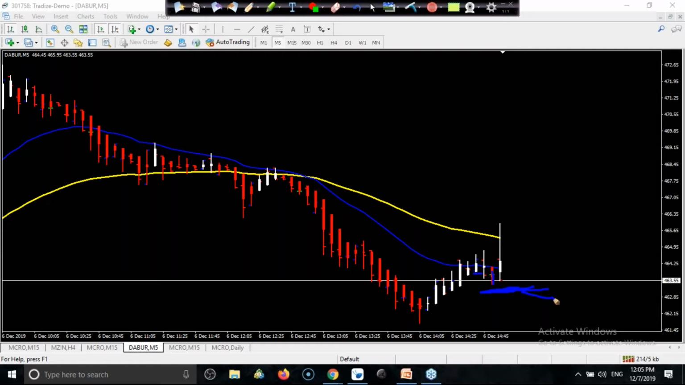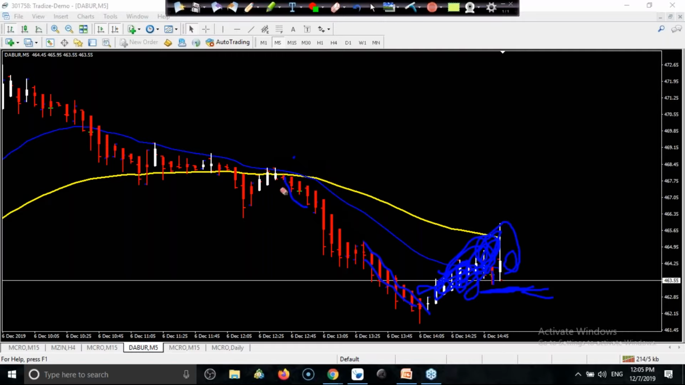Okay, after the crossover, if we do not find any bullish candle, then here we have seen the crossover, but we are not getting any sell opportunity. Leave this, don't run after this bus. Suppose this area is not forming. Okay, let me remove this one. This area is not forming.